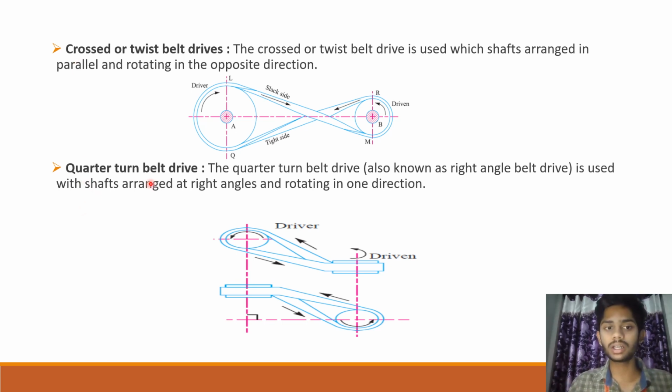Next, quarter turn belt drive. The quarter turn belt drive is used with shafts arranged at right angles and rotating in one direction. These quarter turn belt drives are arranged at 90 degrees and are rotated in one direction. Open belt drive is rotated in the same direction. Cross belt drives are rotated in the opposite direction. Quarter turn belt drive is rotated in one direction.